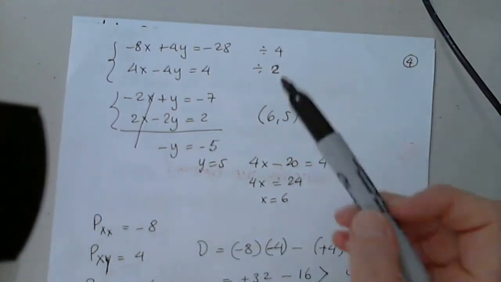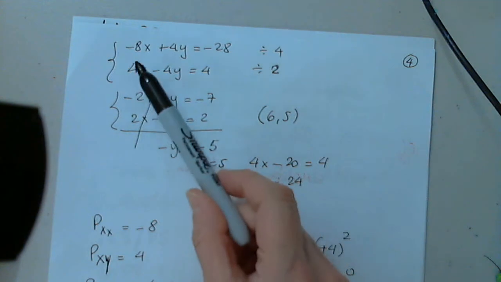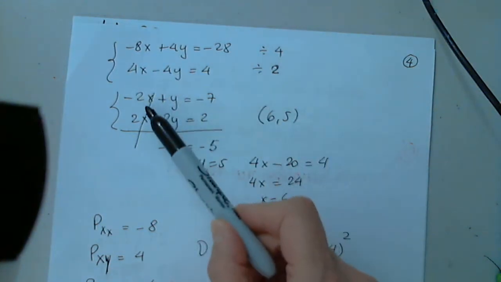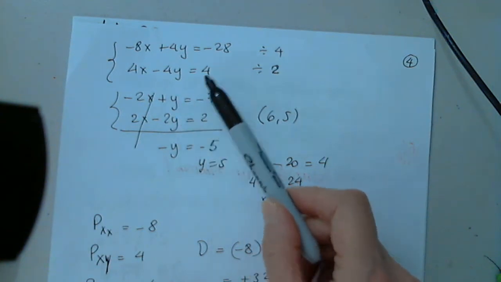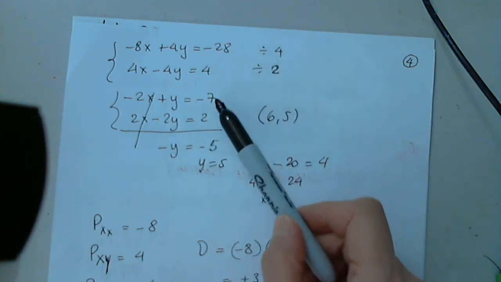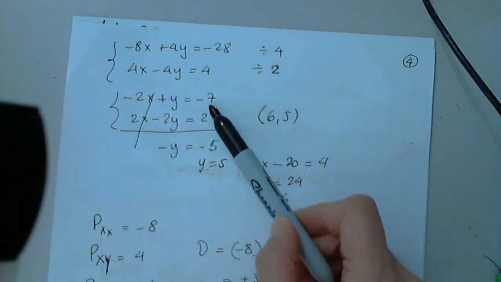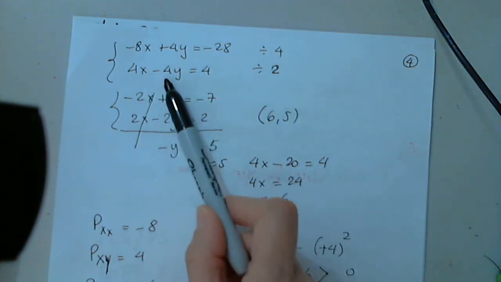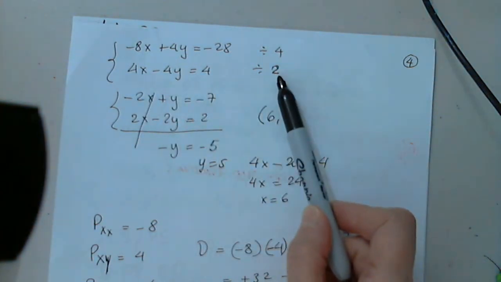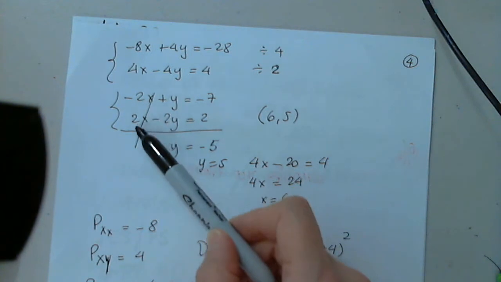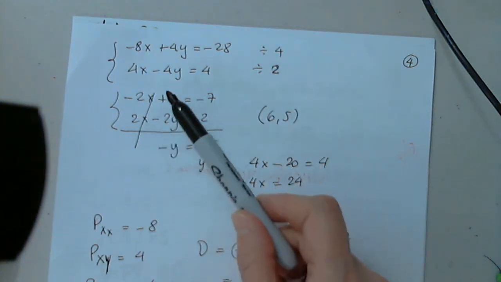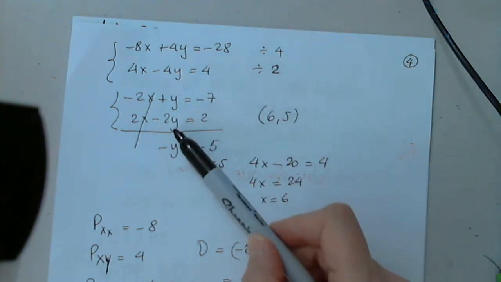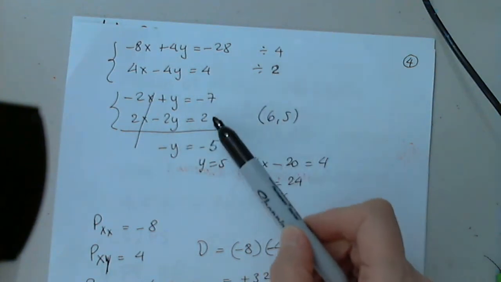Here I divided both sides by 4. Negative 8x divided by 4, I got negative 2x. 4y divided by 4, I got y. Negative 28 divided by 4, I got negative 7. Although I could have divided both sides by 4, I decided only to divide by 2 because these 2 will go away. 4x divided by 2, 2x. Negative 4y divided by 2, negative 2y. 4 divided by 2, 2.